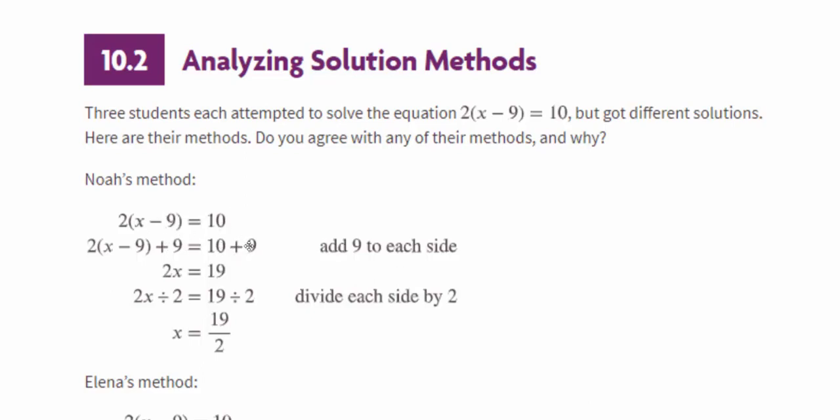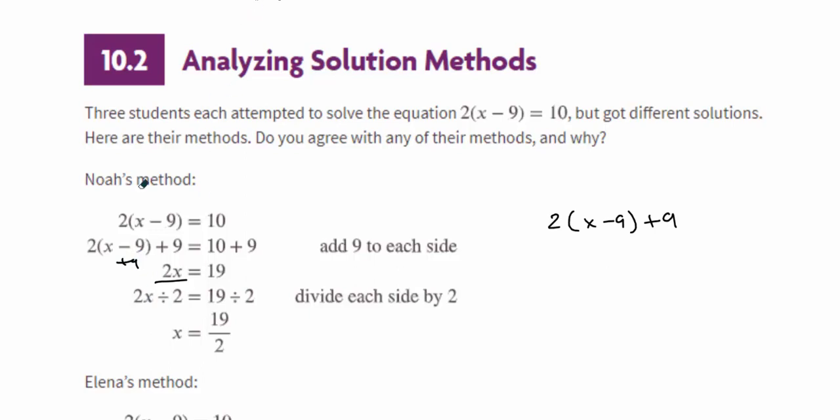So 10 plus 9 is 19, so that looks good. But then over here we have 2 times the quantity of x minus 9 plus 9. If we have 2 times the quantity of x minus 9, and we add 9 to this, we don't know what x is, so we can't say that this is 2 times the quantity of x, 2x. Since this is in the parentheses, we can't just add 9 here.